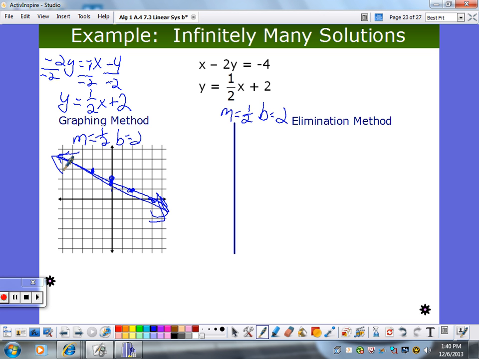Where do they intersect? Where are we? How many solutions? There's an infinite number. So I can't really give you an answer because it's every point on this line.